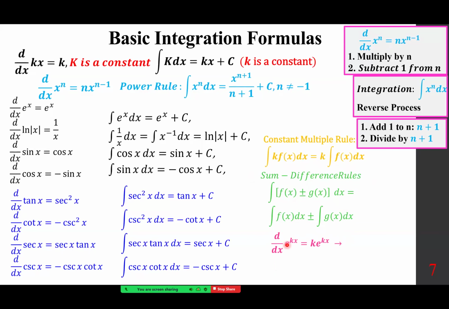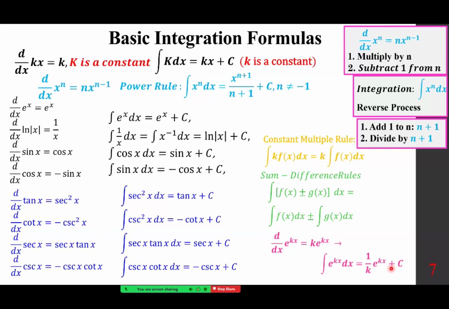For the derivative of e to the power of kx, we had the same answer times k. So the integral must be the reverse process. We divide by k. So the integral of e to the power of kx dx must be the same thing divided by k. So 1 over k e to the power of kx plus a constant.